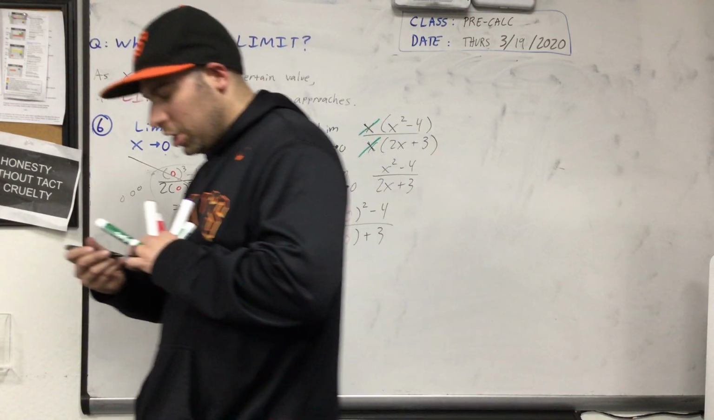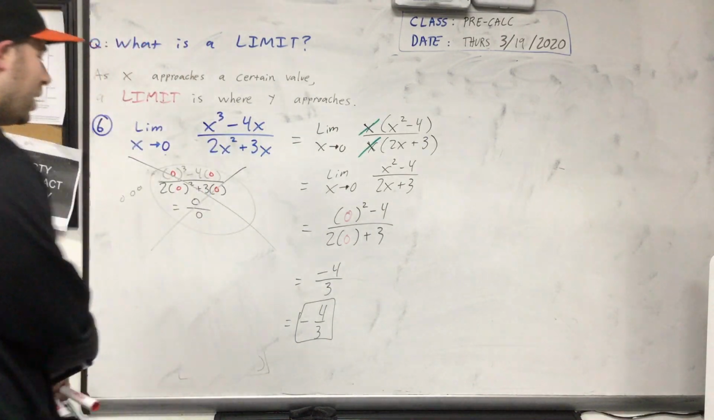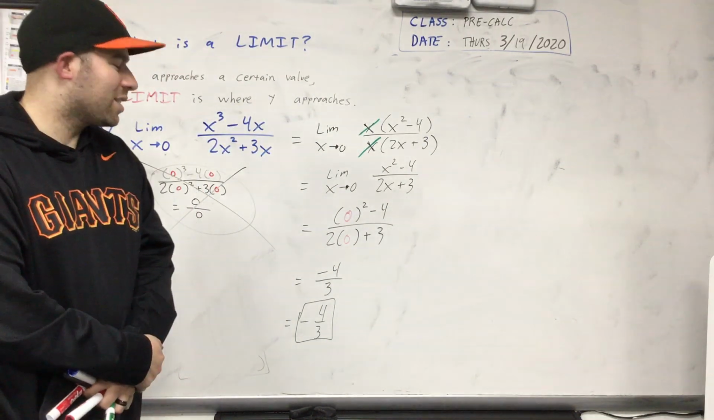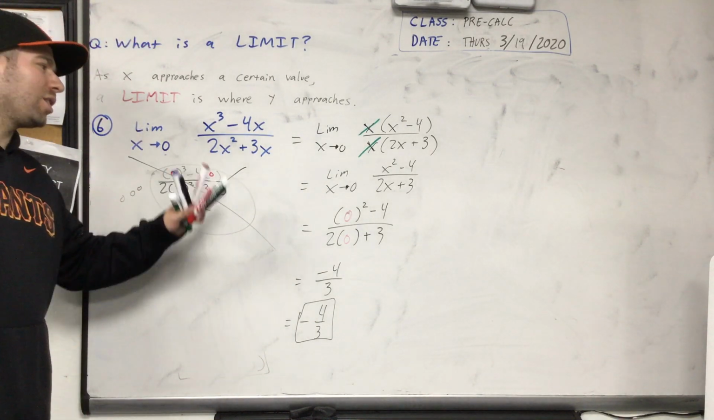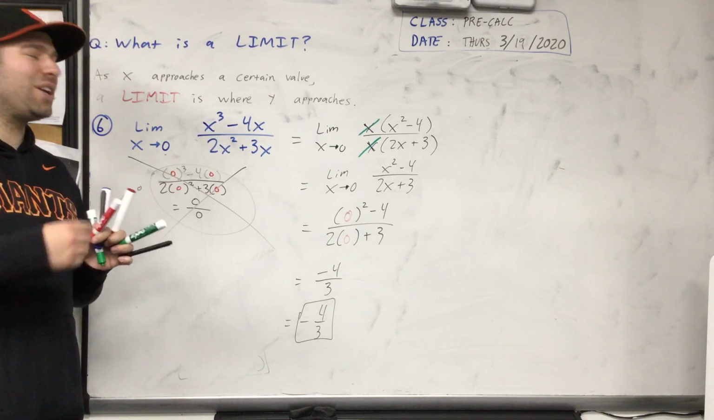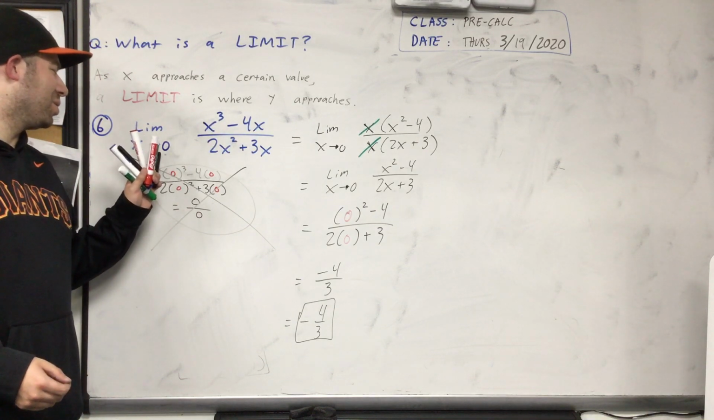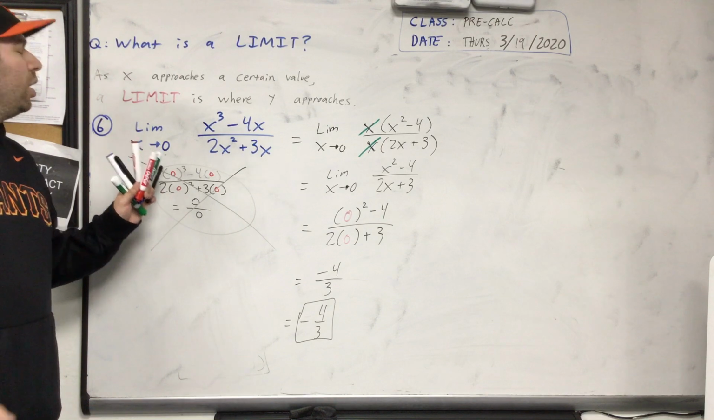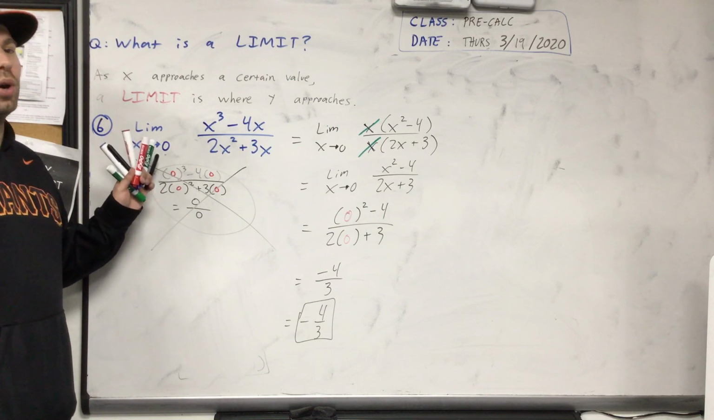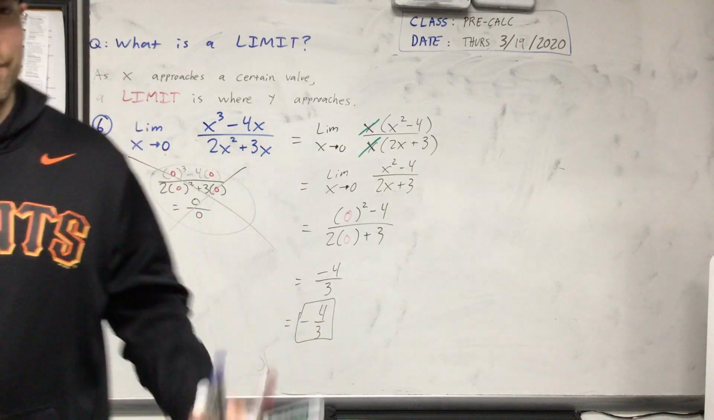So as x gets closer and closer and closer to 0, y gets closer and closer and closer to negative 4 thirds, but that point is a hole. It can only intend to go there by going closer and closer to 0, like 0.1, 0.01, 0.0001, or negative 0.1, negative 0.01, negative 0.001.